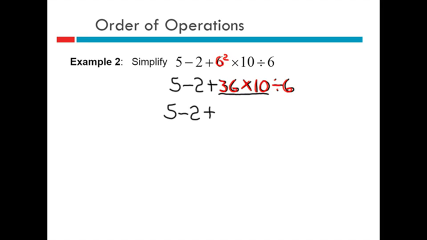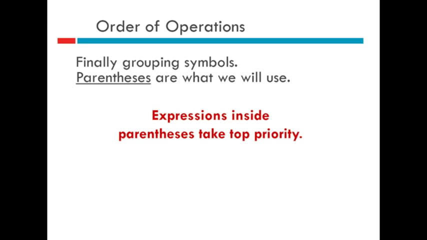36 times 10 is 360. And of course, 360 divided by 6 is 60. Now we have our additions from left to right. We work our 5 minus 2 first of all, which is your 3, plus the 60, and of course the final result is 63.